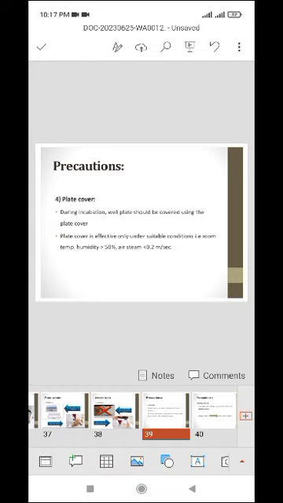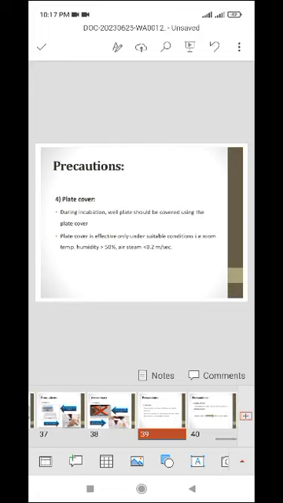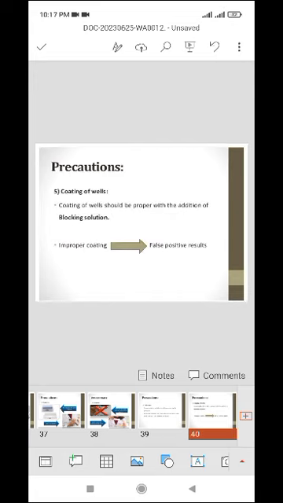Plate cover. During incubation, the well plate should be covered using the plate cover. The plate cover is effective only under suitable conditions, that is room temperature. Humidity should be greater than 50%. Airstream should be less than 0.2 meters per second. And the last precaution is coating of the well. Coating of the well should be proper with the addition of blocking solution. Improper coating gives us a false positive result.